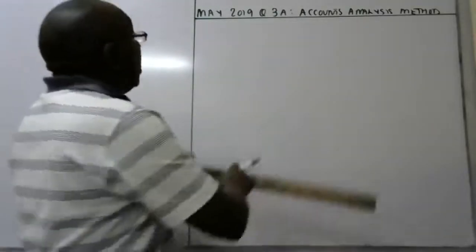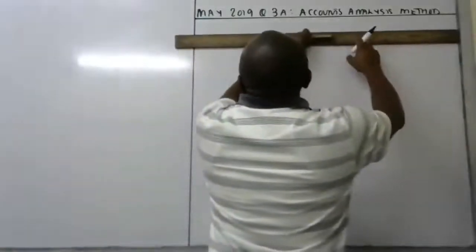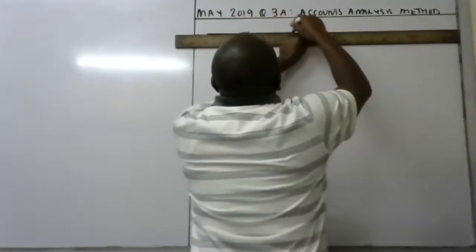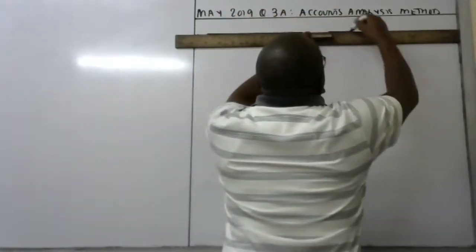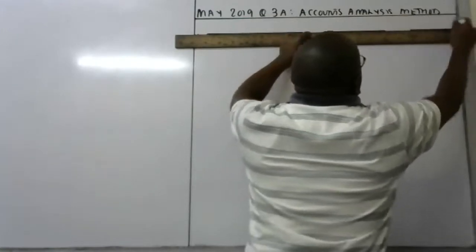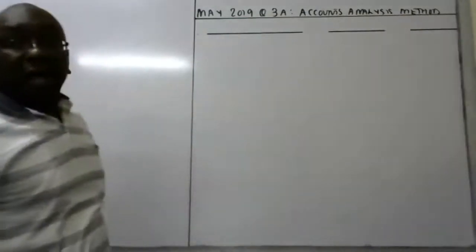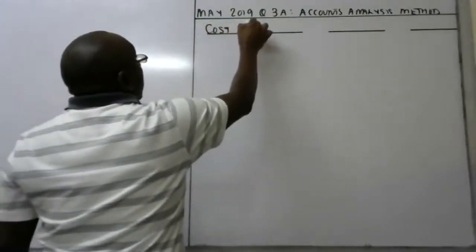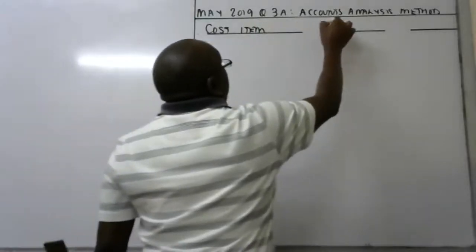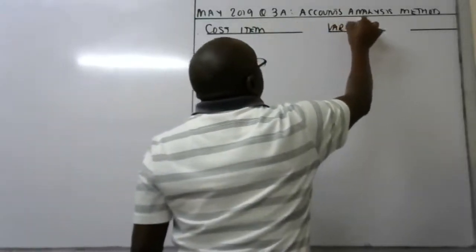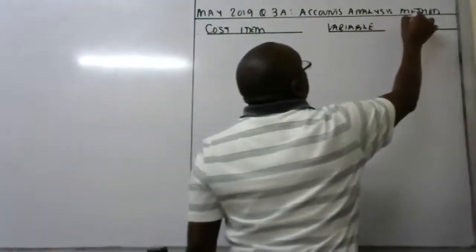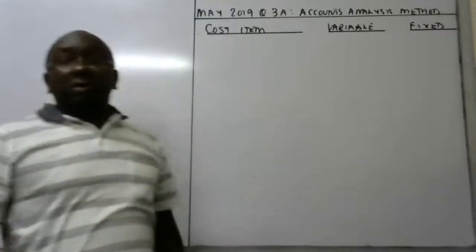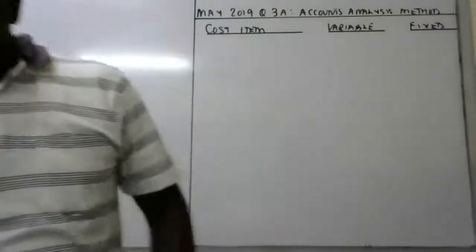So in the account analysis method, we prepare a table of this design. We have the cost item here. Then if it is variable, we put the amount here. And then if it is fixed, we put the amount there.